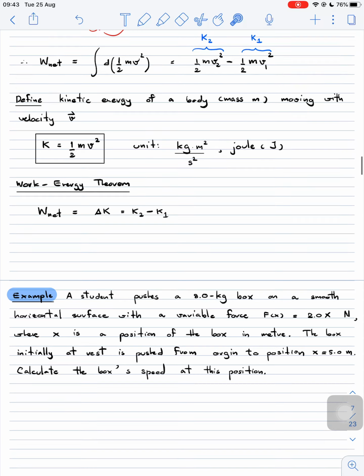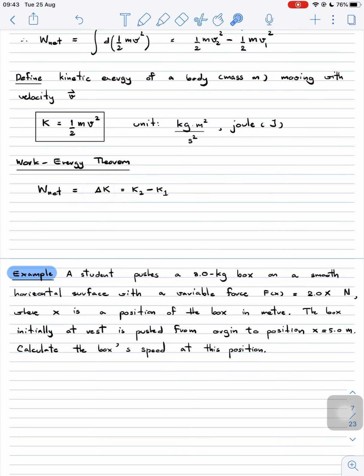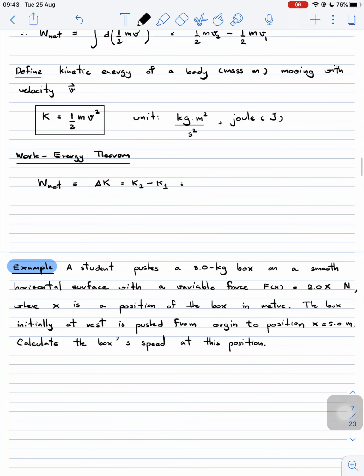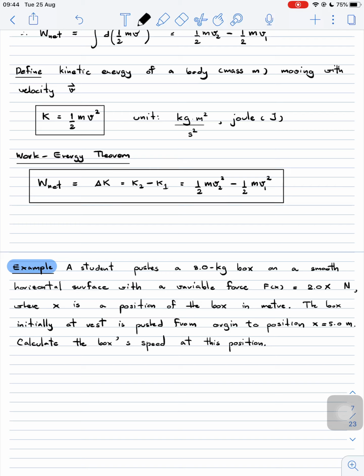Don't forget that in physics, when we use the delta symbol here, it means the final minus the initial. Then in this case we have the final kinetic energy minus the initial kinetic energy, which is equal to 1/2 times m v2 square minus 1/2 times m and v1 square, and that's it. So this is called the work energy theorem, or sometimes we just call it the work kinetic energy theorem.